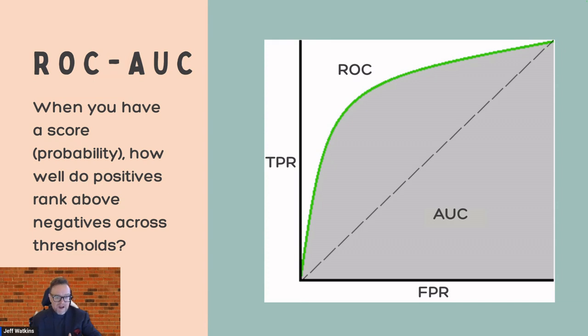However, for very rare positives, people also look at the precision-recall curve, or the PR-AUC, because the ROC can look flattering when negatives dominate. We won't cover all of this today.